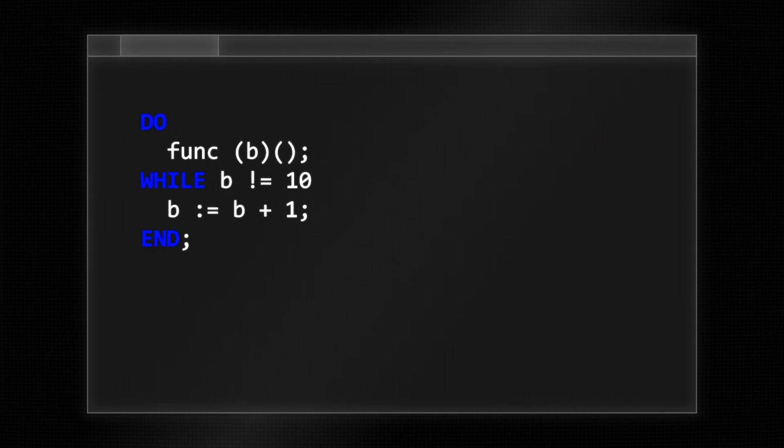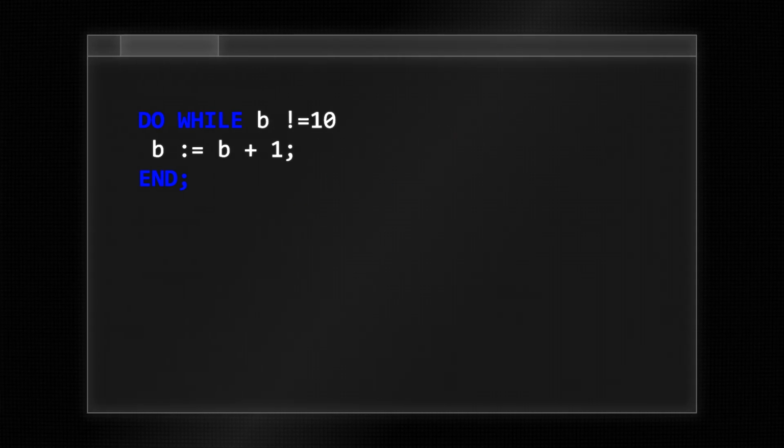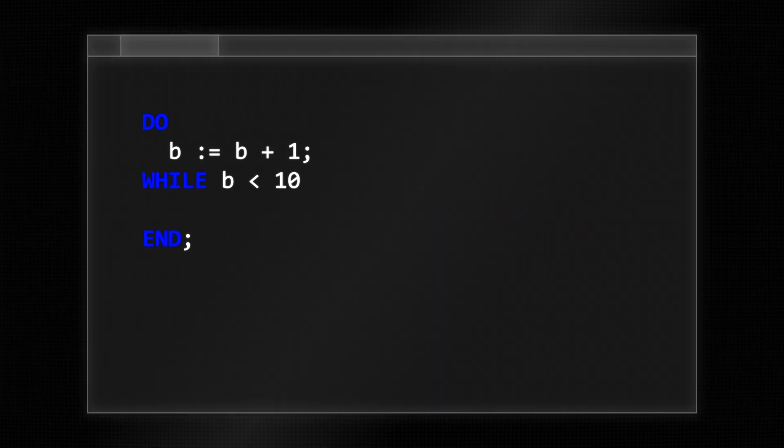Then there's the do-while loop. This can be structured in several different ways. For example, here the while expression is evaluated in the middle, but it can also be put elsewhere. If it's evaluated at the start like this, it becomes equivalent to the while loop found in most languages. Put it at the end, however, and it's then equivalent to a do-while loop.